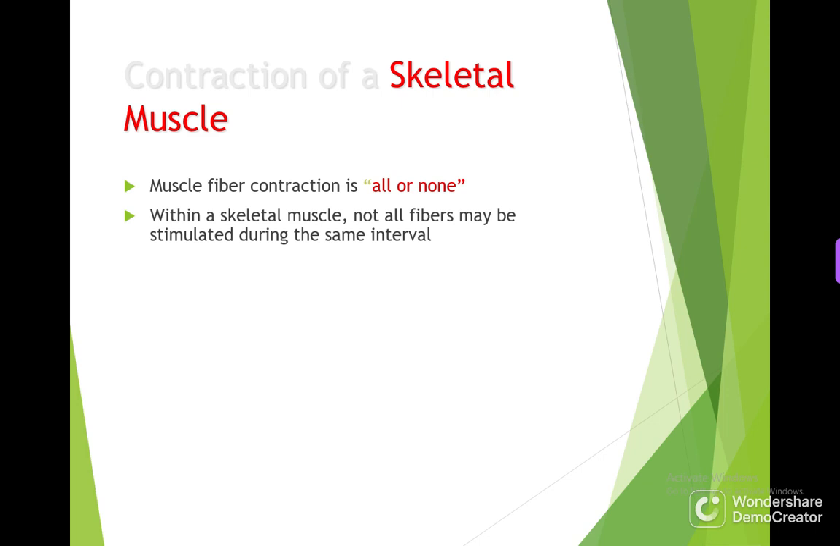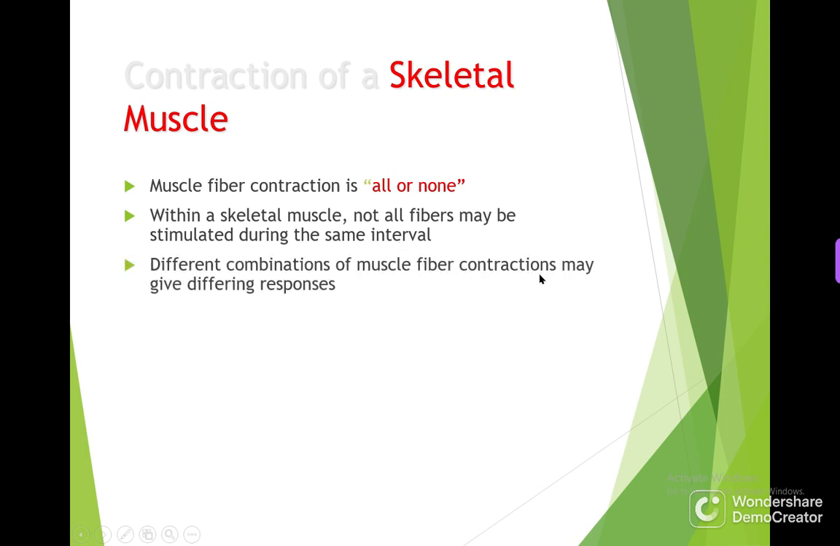With the skeletal muscle, not all fibers may be stimulated during the same interval. You know that there are bundles, then fascicles, then sarcomeres. In the same interval, not all fibers are stimulated, but the signals coming at the myoneural junction will stimulate all fibers afterwards, depending upon the type of the activity. The different combination of the muscle fiber contraction may give different responses. I already told you about it: the agonists, antagonists, synergists, fixators.